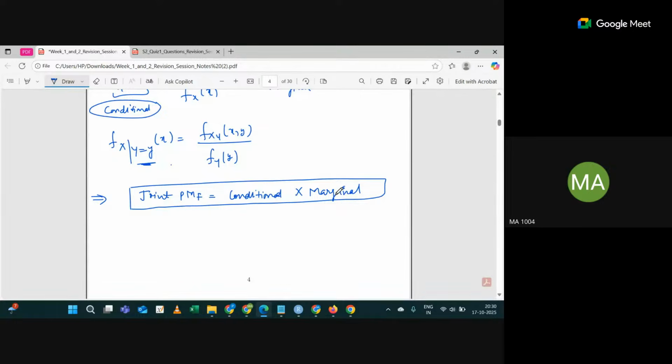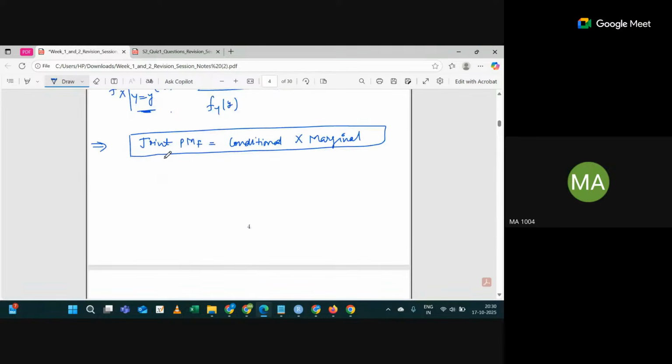If your random variables are independent, then the conditional is going to be the same as the marginal. That will be clear in a minute. So this joint PMF, basically I can write f_XY of x comma y, as the conditional f of Y given X equal to x at y, into f_X of x. Are you getting what I'm writing here?